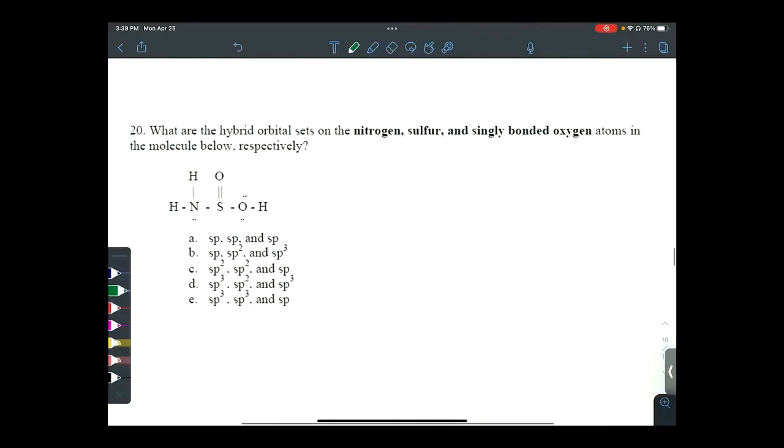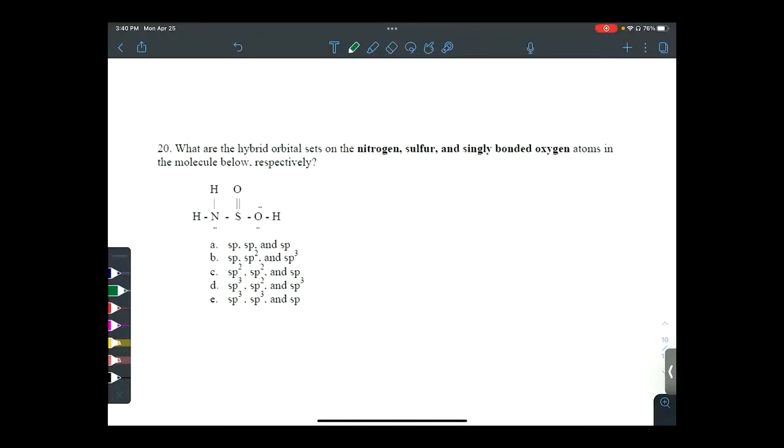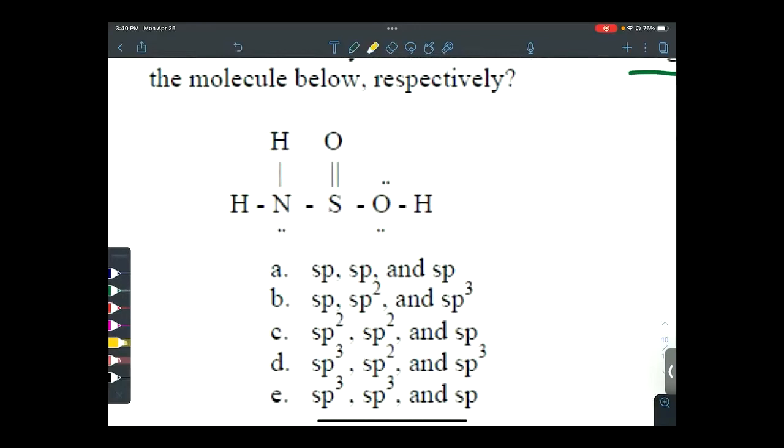Oh, okay, then let's just do this one. What are the hybrid orbitals, the hybridization of nitrogen, sulfur, and the singly bonded oxygen in this molecule? I feel like this is a nice giveaway question. The hybridization of an atom comes from the number of electron domains, and especially if you're already given a Lewis structure, you can just count. It says the singly bonded oxygen.